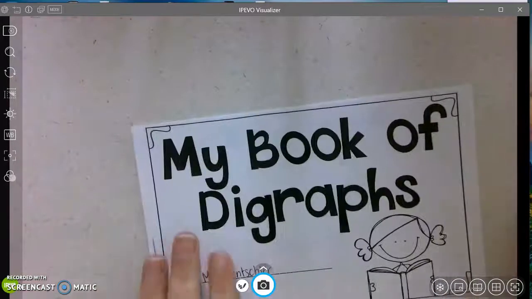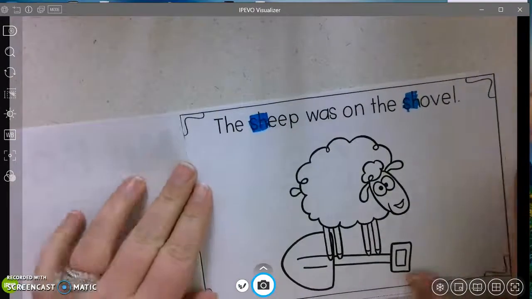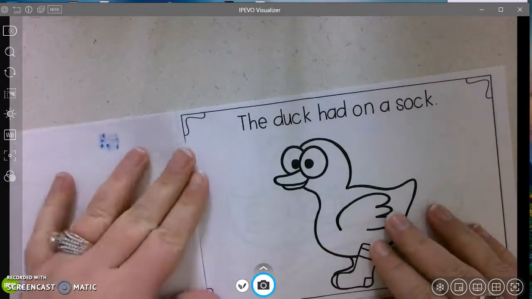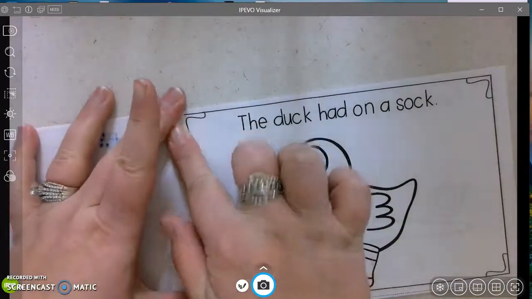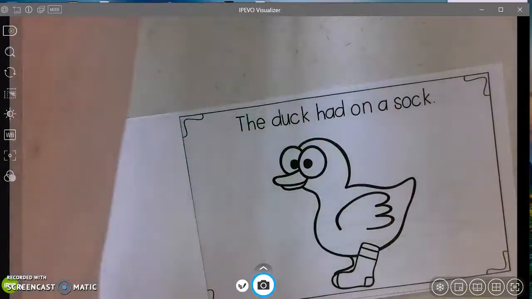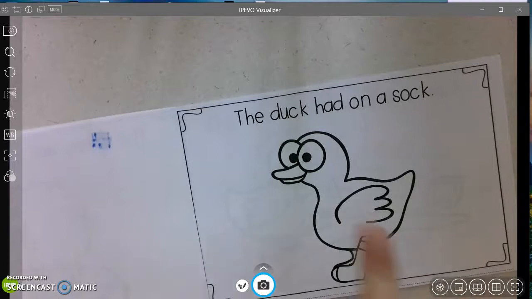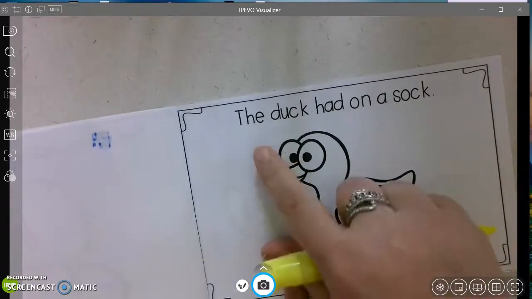In our book of digraphs, we are going to look through here, and we are going to find some CK words. If you have a highlighter, remember, you need to use a color that is light enough so that way you can still see the words. Let's read this page first.